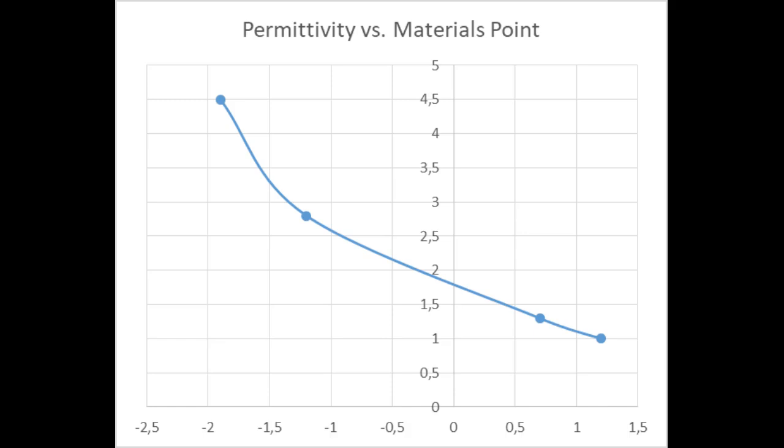In this diagram, we see the permittivities against the vertical deflections of our measured material points. We can use it to determine the unknown permittivity of the foam. From the measured value of 0.95 on the horizontal axis, we get a value of 1.1 to 1.2 for the permittivity of the foam on the vertical axis.